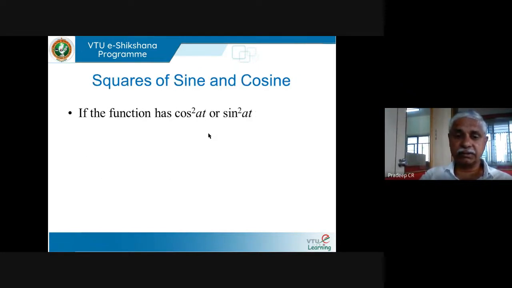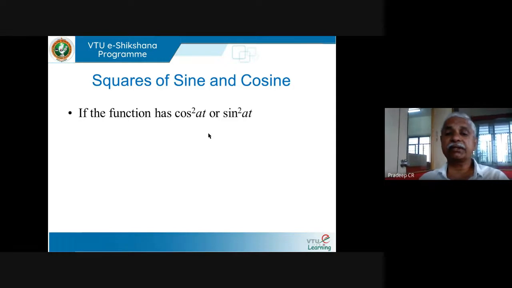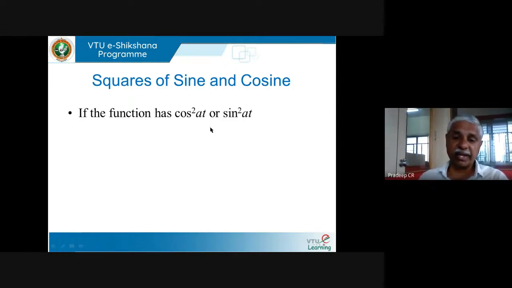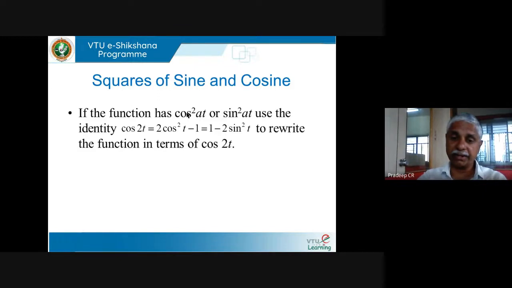So this is done. So now what if the function has cos square or sine square? How do I do it? That means I want to find Laplace of cos square at. How do I do it? Exactly how do you integrate? How do you integrate cos square at? Do you recall? If you do recall, then it's the same technique. If you don't recall, understand the technique. It's a very important technique.